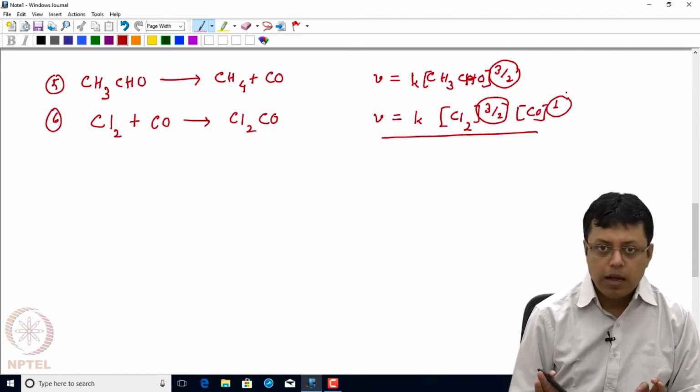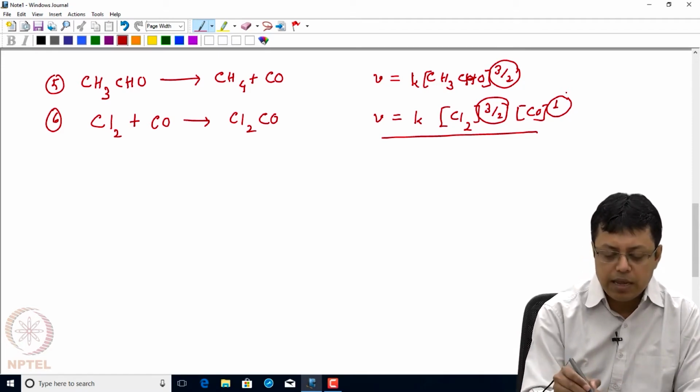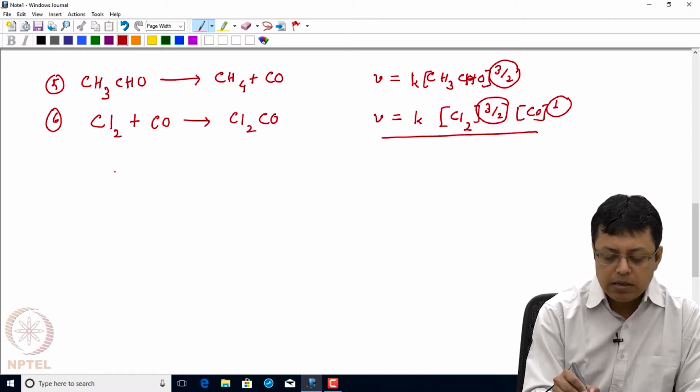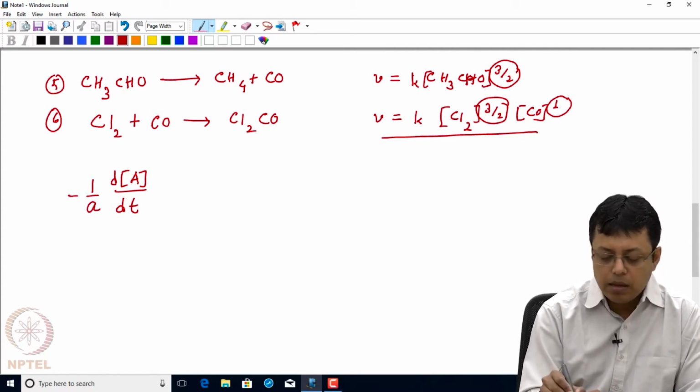Now we will move on and we will talk about the integration of the rate law. Now suppose I have a reaction, again something like a general reaction, and I find experimentally that the rate of the reaction is 1 by A, or we can actually keep the 1 by A.